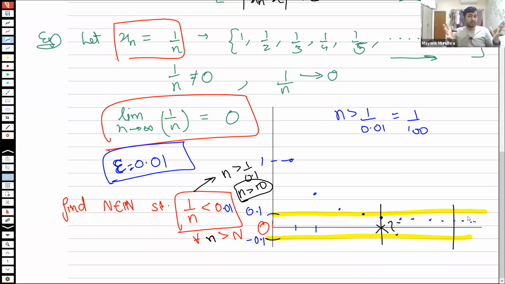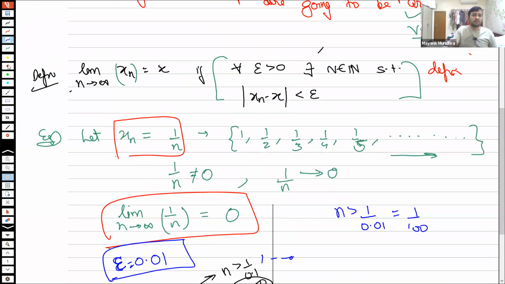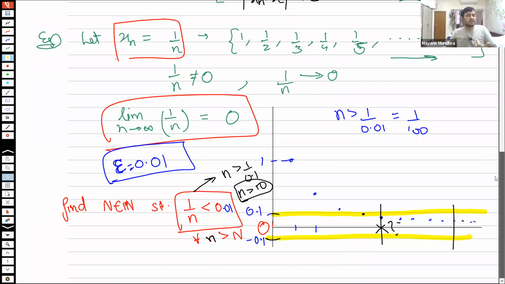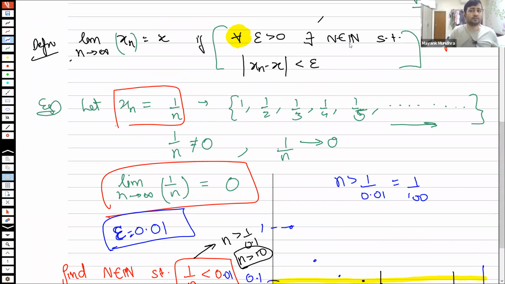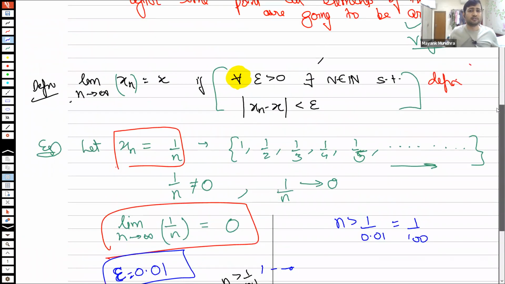The statement says for all epsilon. So you can give me an epsilon as small as you can imagine, and I can give you a capital N after which everything will be in the yellow band. You can make the yellow band smaller, I'll push N forward. So it will keep happening. And that's why we say that this limit is 0. That is the meaning of this limit being 0.